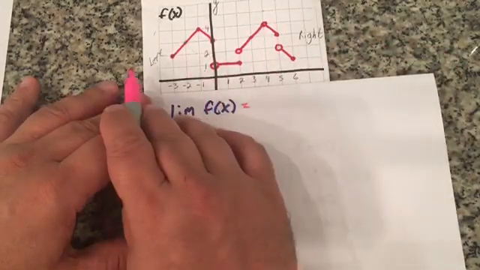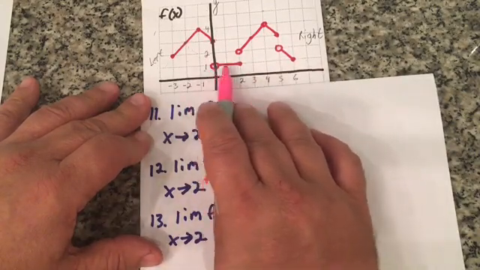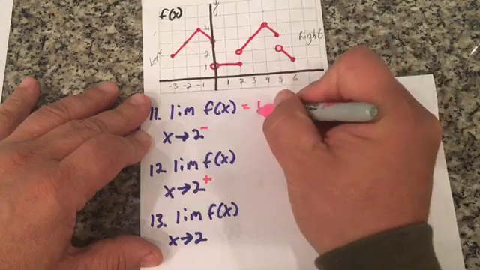So here's 2, I'm coming from the left. What y value do I get closer and closer to? What's that y value that I get closer and closer to? It's going to be 1.